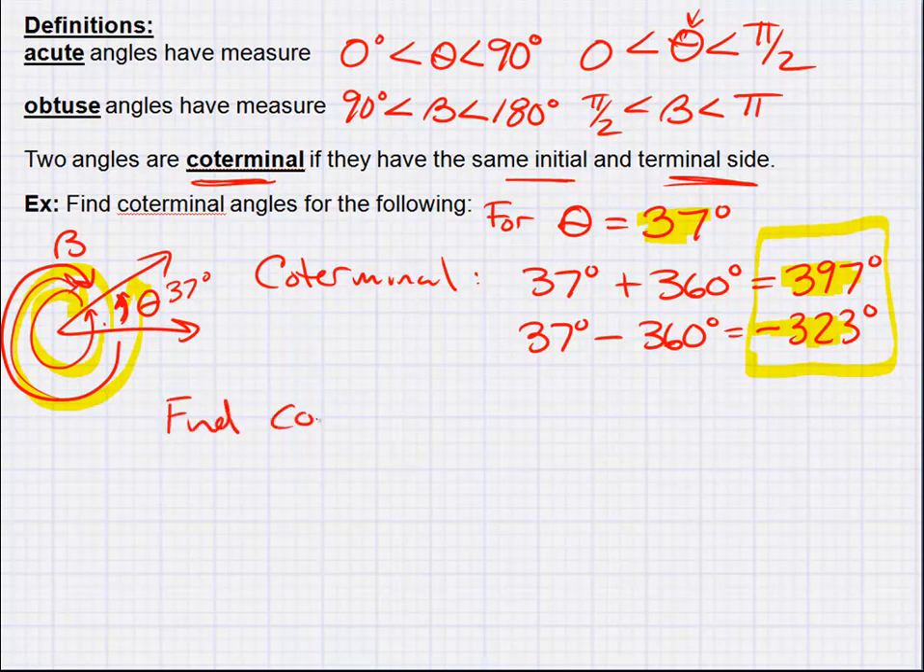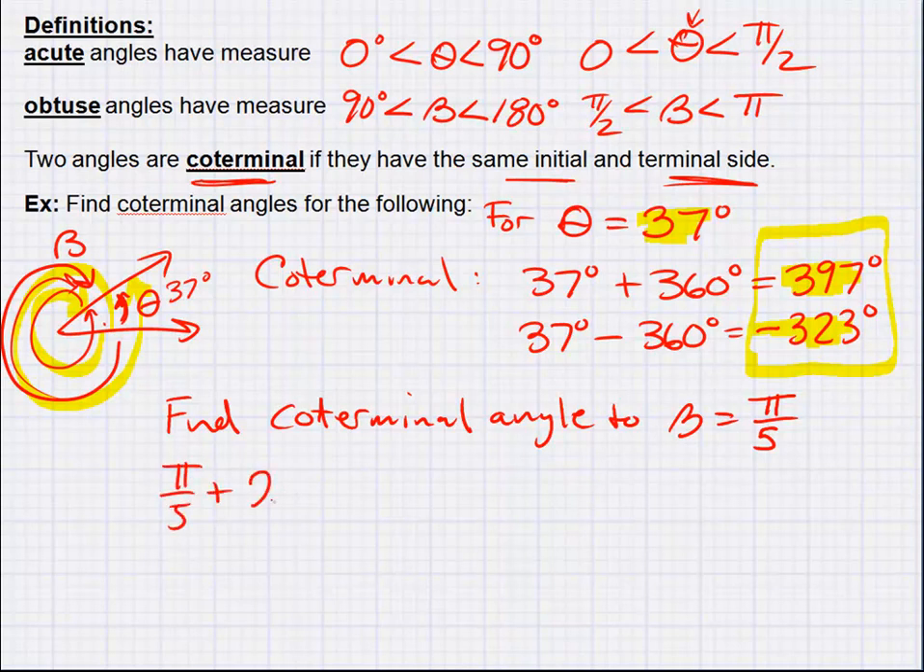Now if I want to do this in radians, I could say find a coterminal angle to, say, beta equals pi fifths. Alright, so if I want to do pi fifths, well, what do I have to do? I have to add and subtract a full rotation, but in radians, that's 2 pi. So, coterminal, I would say pi fifths plus a full rotation, in this case, 2 pi. Whatever that is would be coterminal. I could either add or subtract, too. Another coterminal one would be pi fifths minus 2 pi.